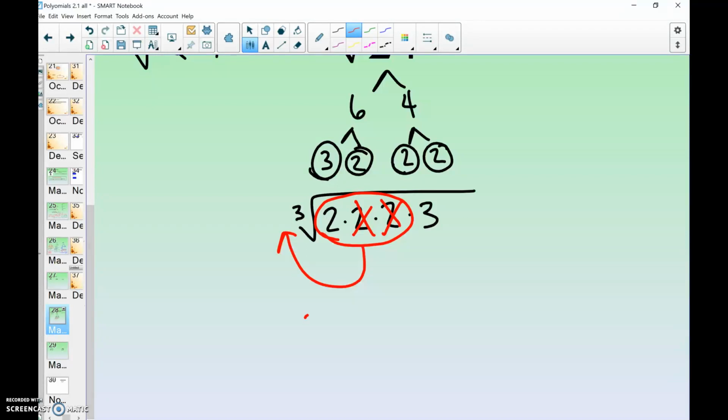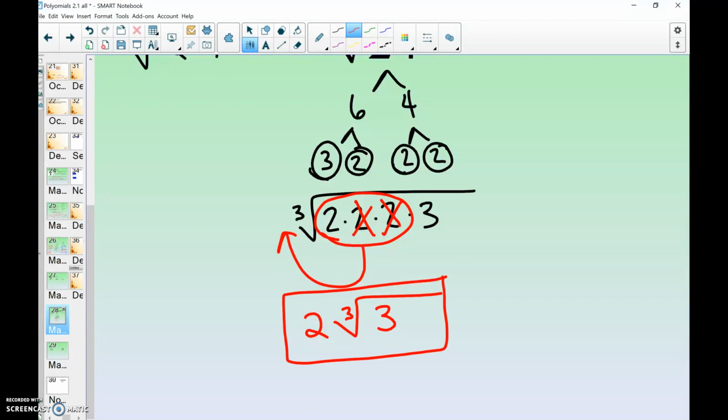This guy makes it out, so there's a 2 on the outside. Remember to keep that cube root there. Notice it's kind of like tucked into this little tail of the radical. And the 3 is still left in prison. So there's my final answer, 2 cube root of 3.